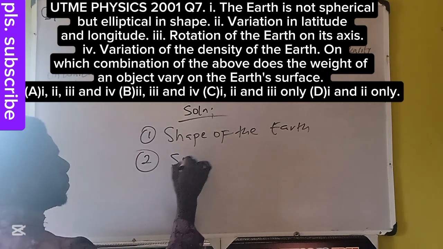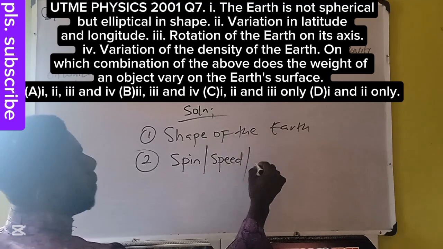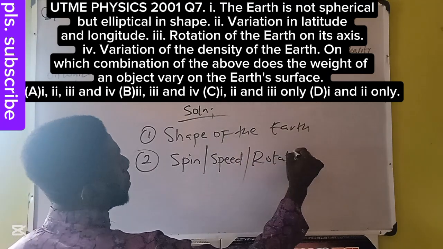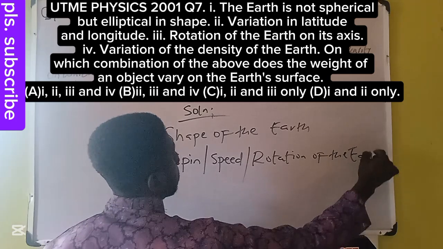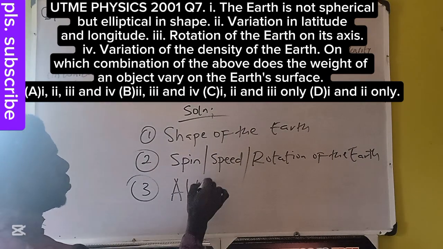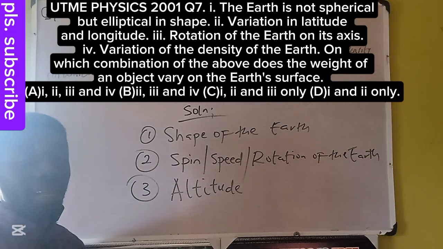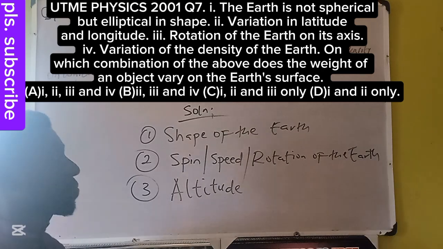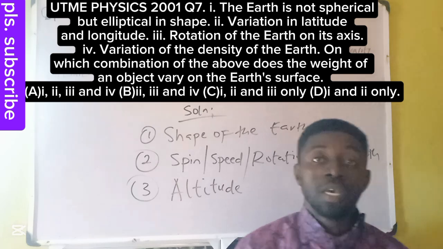Number 2, spin or speed or rotation of the earth. Then lastly, altitude. These are 3 factors that can vary gravity. Okay, paying attention. Let's start with the first one.